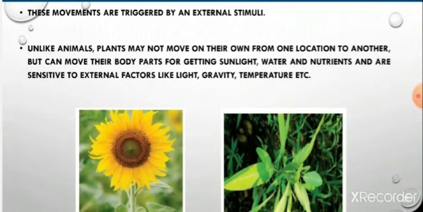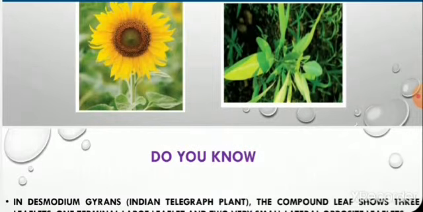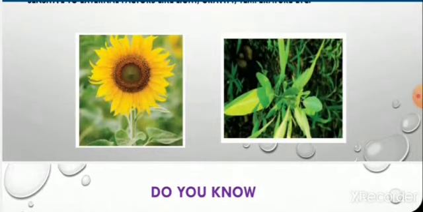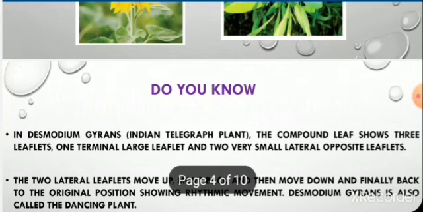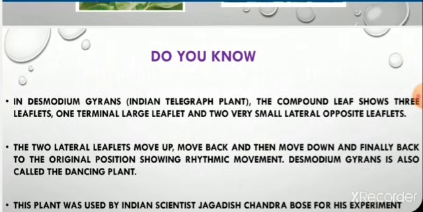Listen carefully. As I told you, these movements are triggered by external stimulus. On the screen, you can see that plant. Next to that sunflower, you find this Desmodium gyrans. Now, this Desmodium gyrans, otherwise we call it the Indian telegraph plant. In Tamil, Tandi Thavaram.